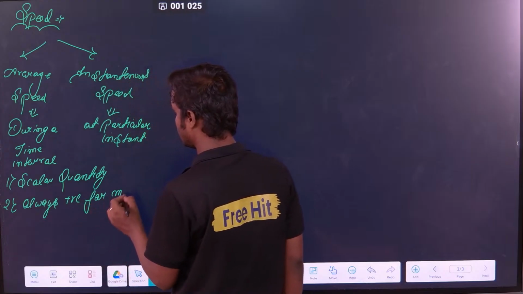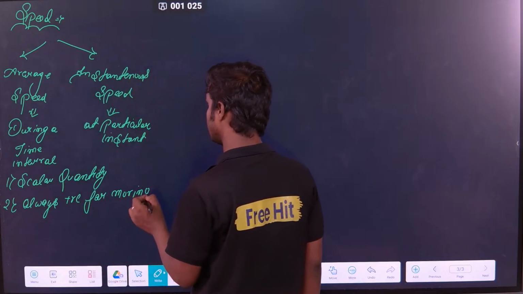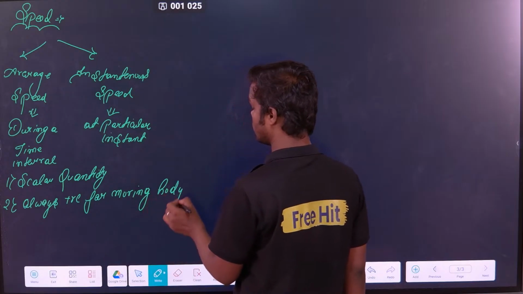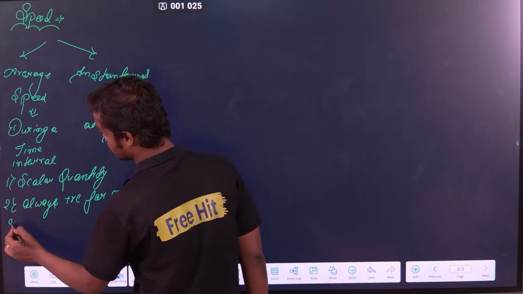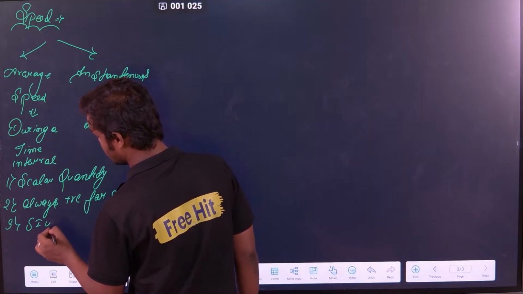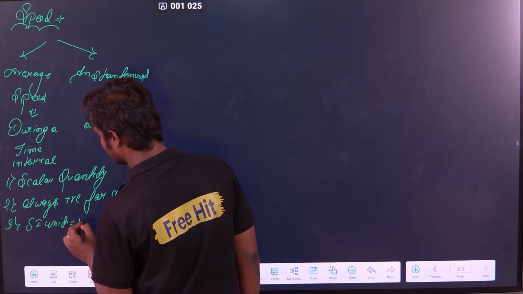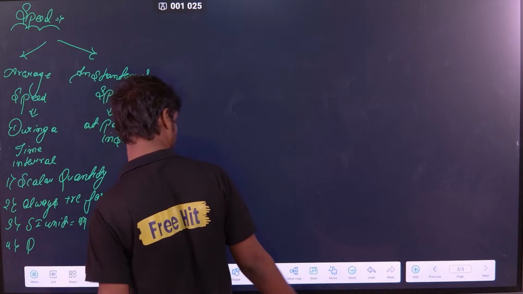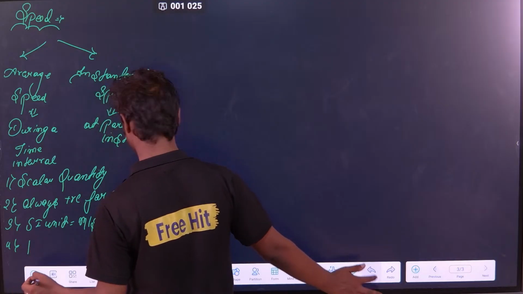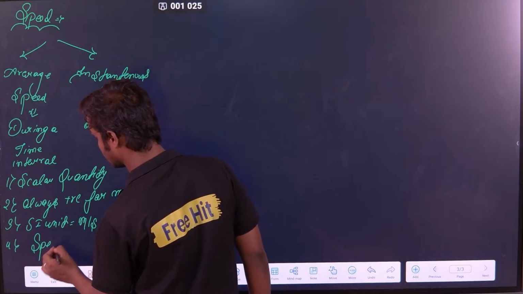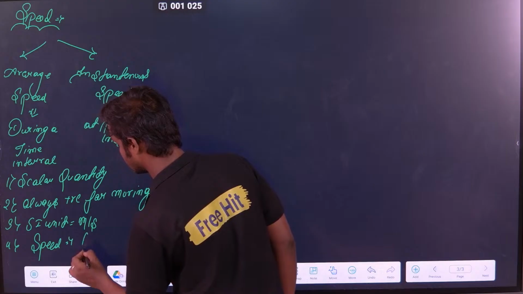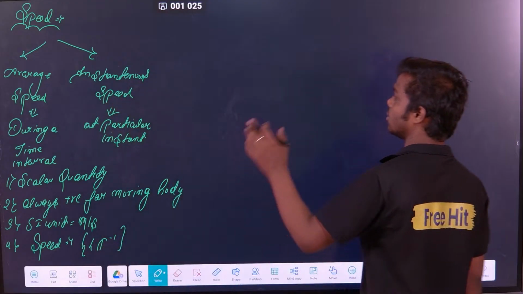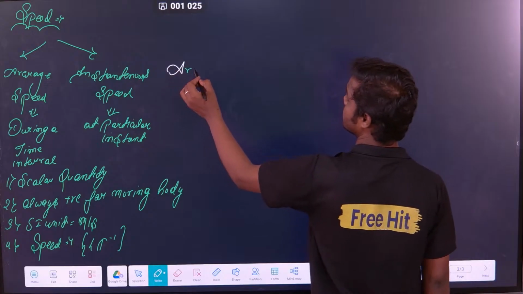Remember, if the body is moving, then only it will be there, otherwise it will be 0. For a moving body, if the body is moving, then only we have a speed which is positive. SI unit is what? Meter per second. And what is the dimension formula? Can you tell me what is the dimension formula for this? That is meter per second, LT minus 1. Correct.